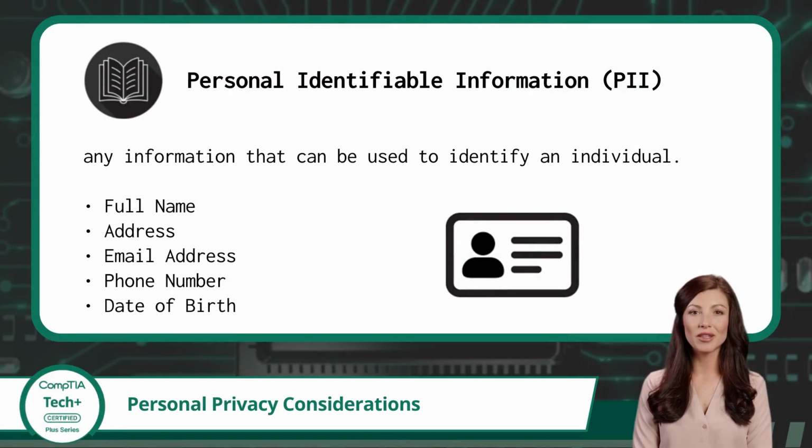One of the most common types of sensitive data is something called personally identifiable information, or PII. This includes any information that can be used to identify an individual. Examples include your full name, address, email, phone number, date of birth, and even things like your social security number. Because PII is often tied to a person's identity, it's usually protected by strict privacy laws. Mishandling this kind of data can lead to serious consequences for both individuals and organizations.